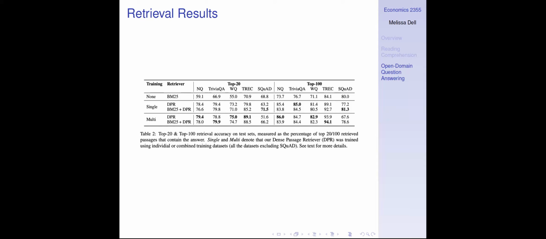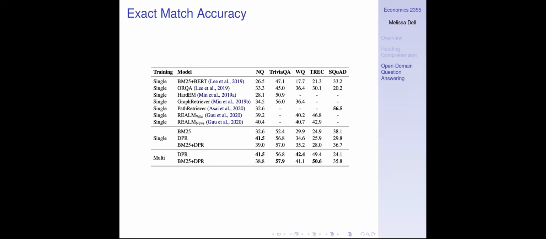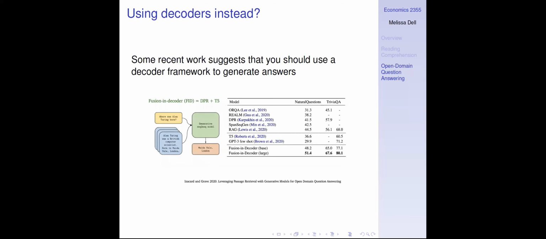So it's still not perfect. Maybe about 80% of the time the answer's in the top 20, and about 85 to 90% of the time it's in the top 100, but it's still doing a lot better than BM25 by itself, which is just like the keyword search. So that's just retrieval. And then it goes on to add the question answering part, which just uses the reading comprehension that we saw before. And it also does really well on that and beats the other models that were used for question answering. So in short, it's really effective.